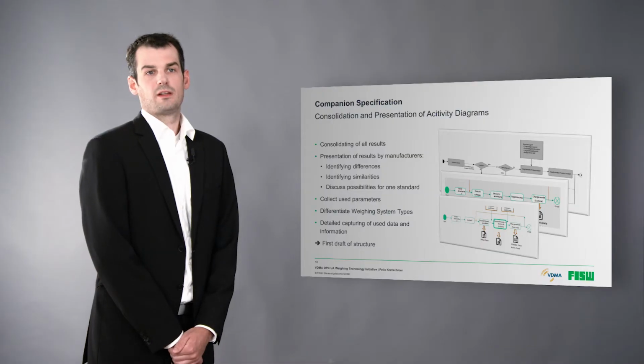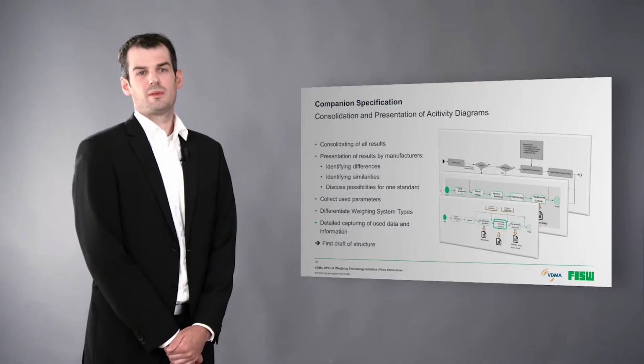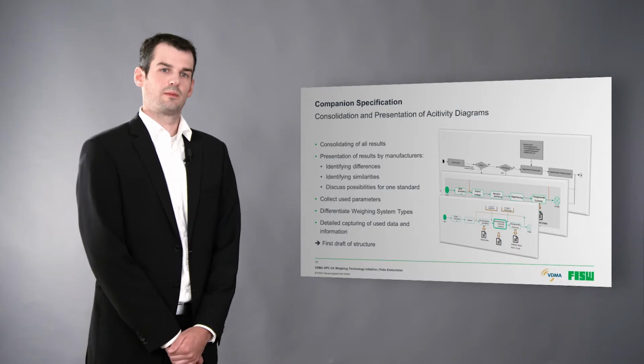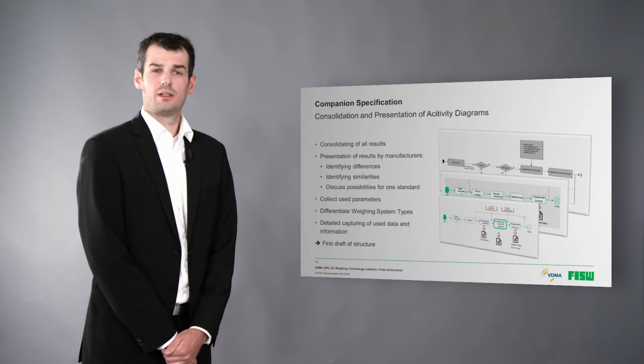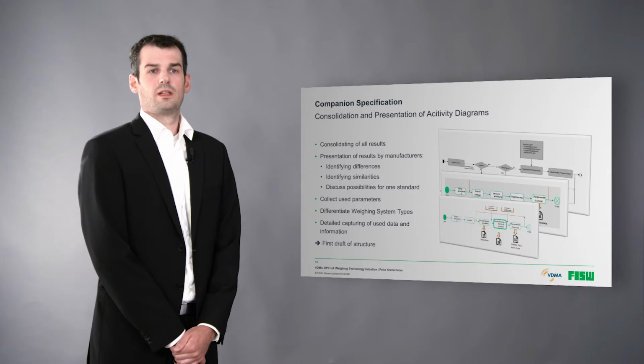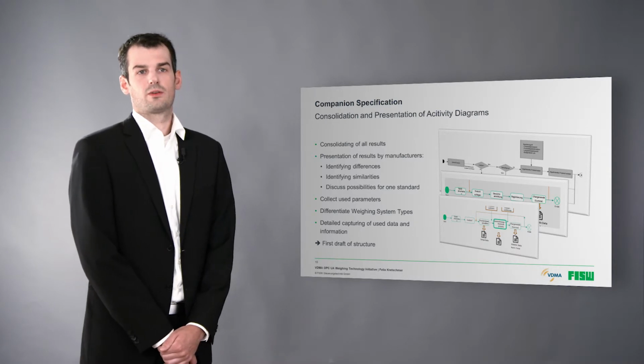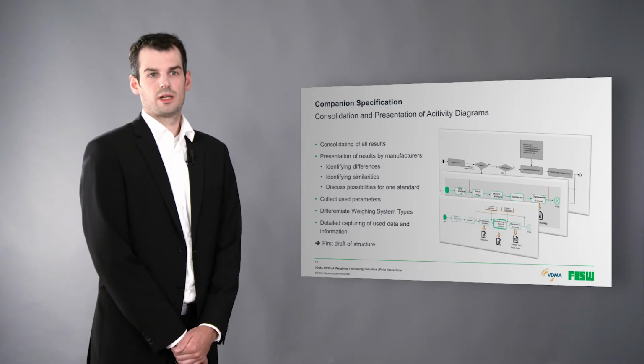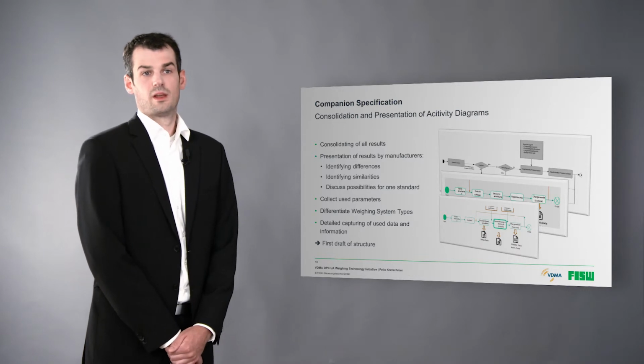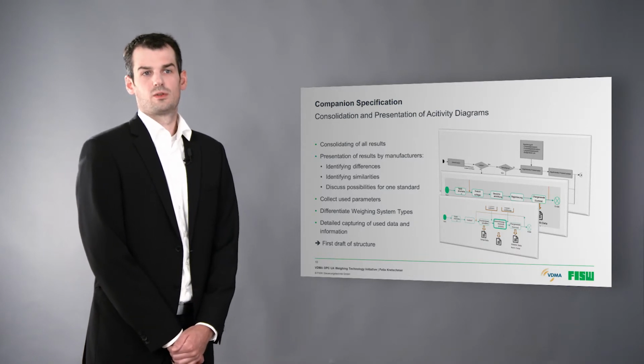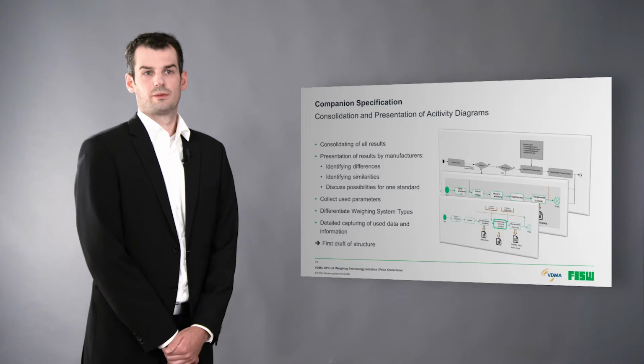And data is actually the important part, because if you identify all activity diagrams, they might be a little bit different at each weighing manufacturer. And what we did right here, we had a working group meeting where each of these activity diagrams for the same use cases were presented by each manufacturer. This gave the possibility to discuss the consolidated result.